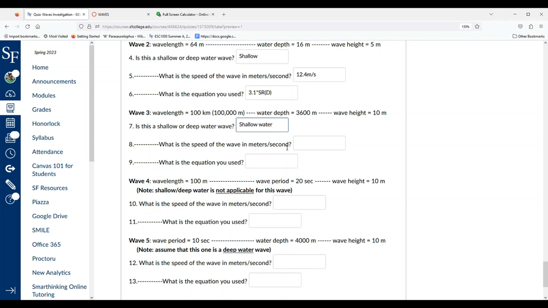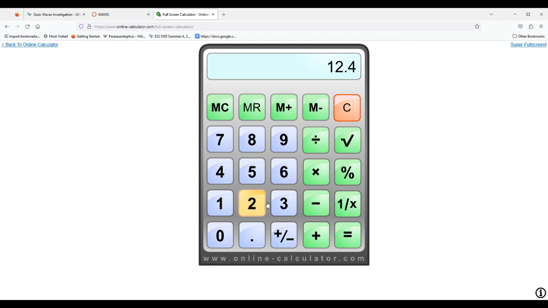So how fast does this move? Well, we're going to use the shallow water wave equation. And here's the shallow water wave equation. I'm actually going to cheat, cut and paste it. And when we put this into water depth, let's go to our calculator again.